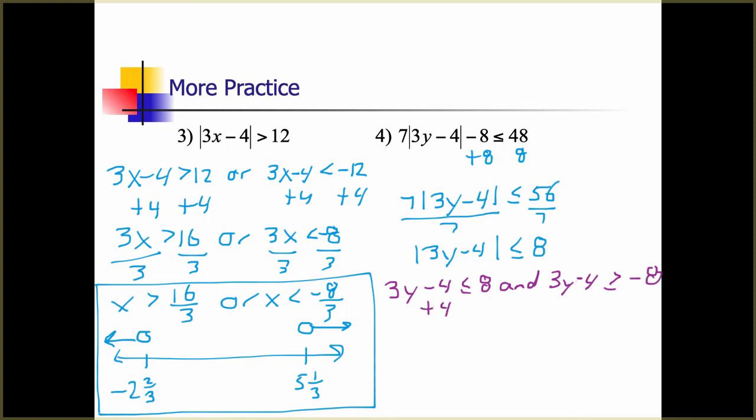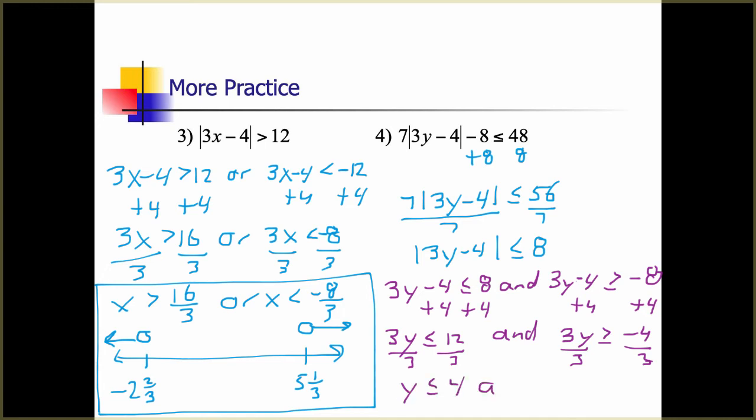And we solve. We add 4s. I'm going to solve both at the same time here. We have 3y is less than or equal to 12. And we have 3y is greater than or equal to negative 4. And again, this is an and. Divide everything by 3 on this one. Divide by 3 on the one on the right. And we get y is less than or equal to 4, and y is greater than or equal to negative 4/3. So I'm going to go to the top to graph it.